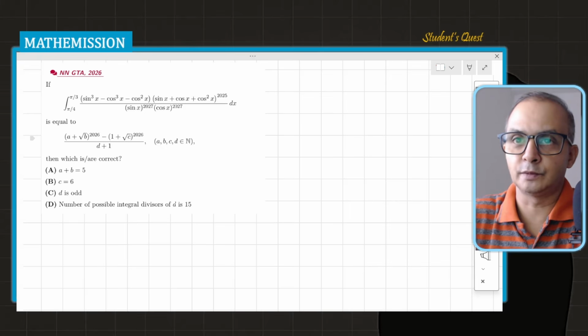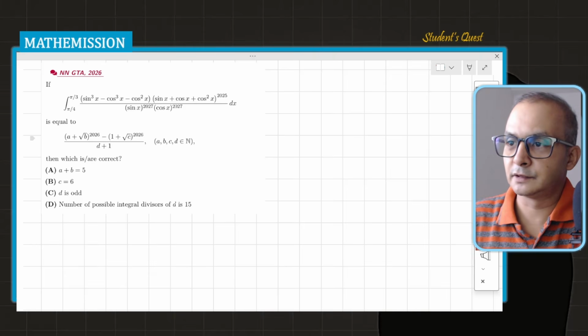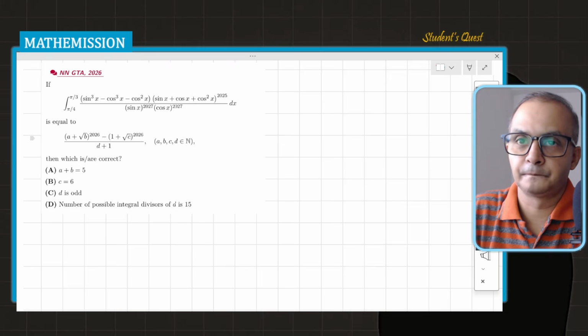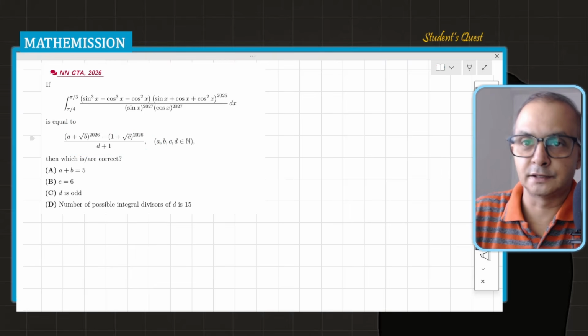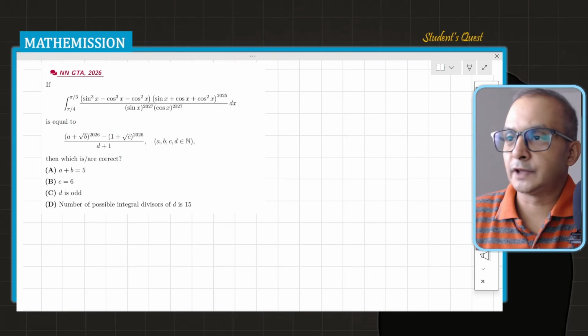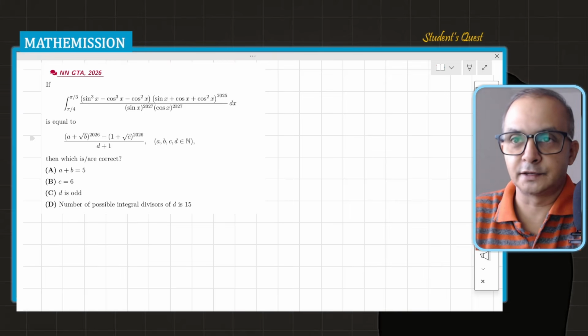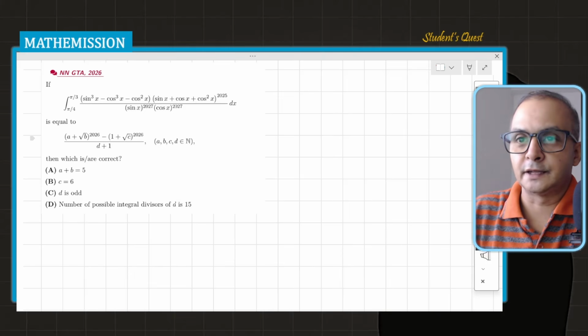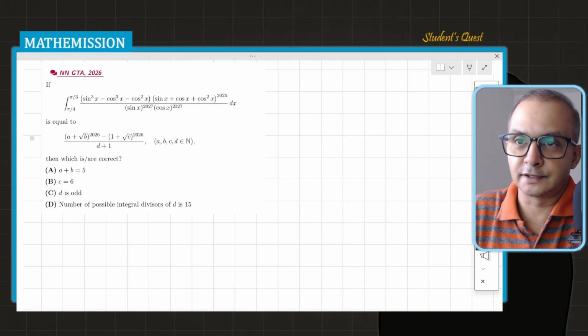And we have to establish this integration so that we can integrate it, and then find the integral in this form here, and after that we have to compare a, b, c and d. So for that, of course, we have to think how we set up the integrand so that we can substitute something easily. You notice that the power of sin x and cos x in the denominator is 2027.